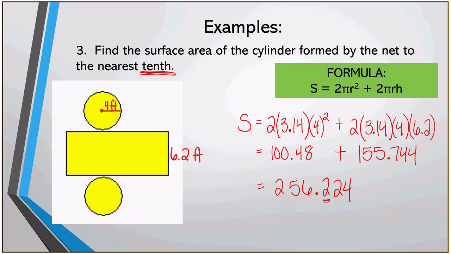So if I want the 2 to stay, I have to look behind it. If the number behind it is 5 or greater, I round up. It's not. It's a 2. So we're going to keep this 2 a 2. So the answer becomes 256.2 feet squared. Again, it's area, so we're squaring.